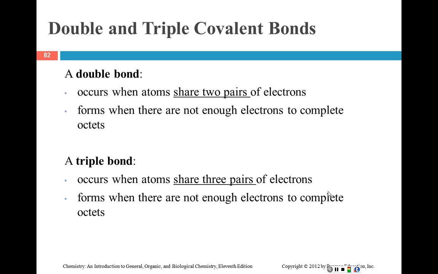You can share more than 1 pair of electrons. If you share 2 pairs of electrons, that is called a double bond. And if you share 3 pairs of electrons, that's called a triple bond. This happens when you don't have enough electrons to complete the octet. That's what you do: you revert to these double and triple bonds.